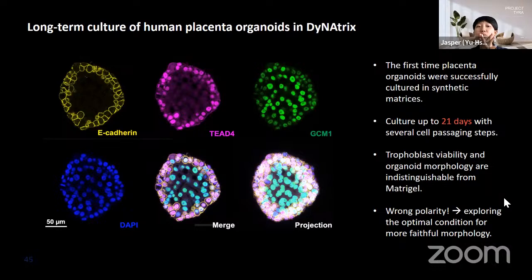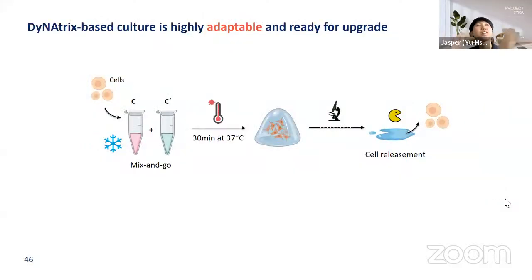So right now, what we want to do is explore the optimal mechanical conditions for them to grow into the correct polarity that mimics the placenta polarity in vivo. Finally, the last part, I want to highlight that the DyNAtrix, we call our DNA hydrogel DyNAtrix, which stands for Dynamic DNA Cross-Linking Matrix. The DyNAtrix-based culture is highly adaptable.